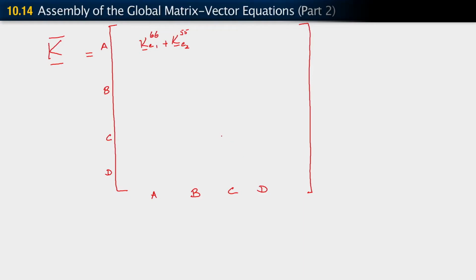So I'm not going to try to do all of that. Let's look instead at what happens with the CC entries. The CC entry from E1 would be KE1 22 plus, from E2, KE2 11. And this would go on. Of course, neighboring omega E1 and omega E2, there may be other elements which also share our global nodes A, B, C, D, and contributions from those elements' stiffness matrices would also be added in here and here.